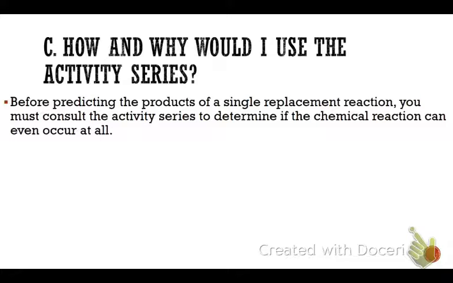The first thing is that not all reactions take place, especially with single replacement reactions. You can't combine just any metal or halogen with a compound and expect something to happen. So the first thing is we have to use that activity series to decide if a reaction can even take place at all or not.